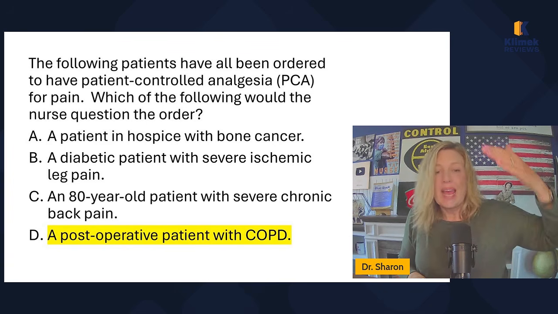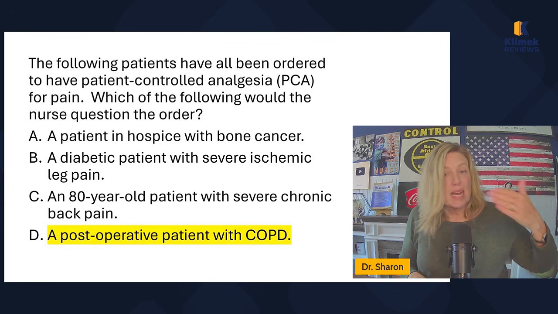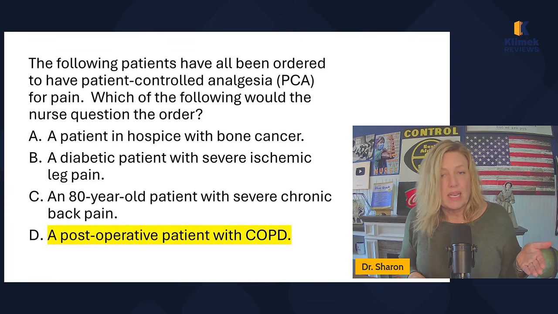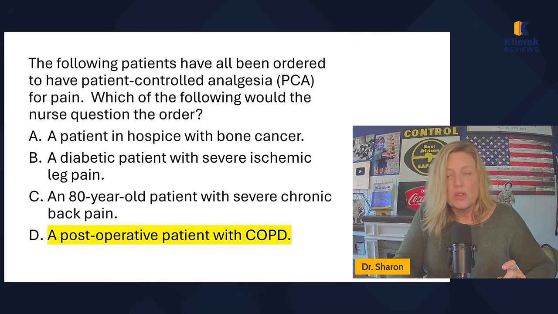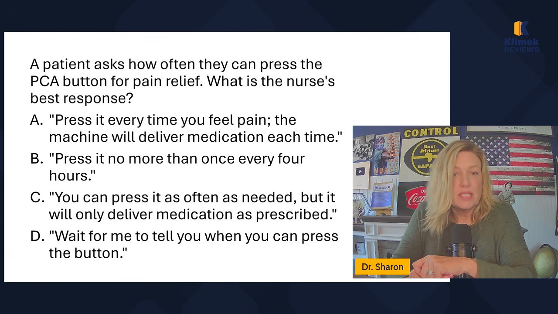The age doesn't make them ineligible. The diabetes isn't a problem. Certainly a patient in hospice may need a PCA. That's all fine. It's the COPD that is the problem. So when you're looking at people who you may question having a PCA, your chronic respiratory problems could be the ones.